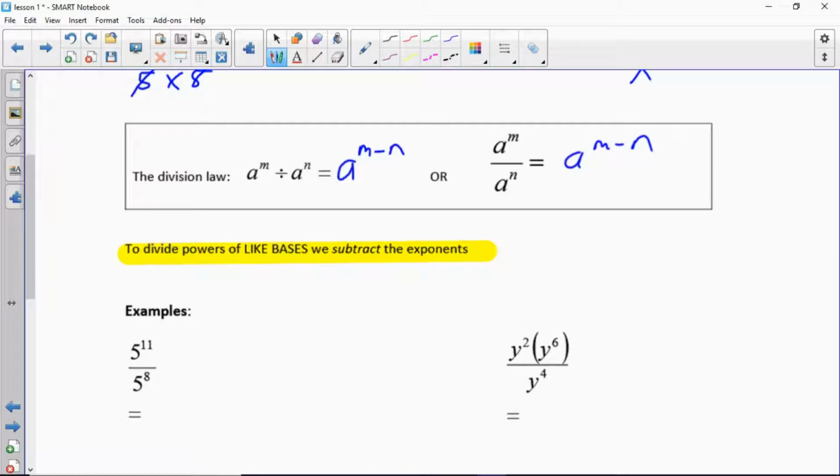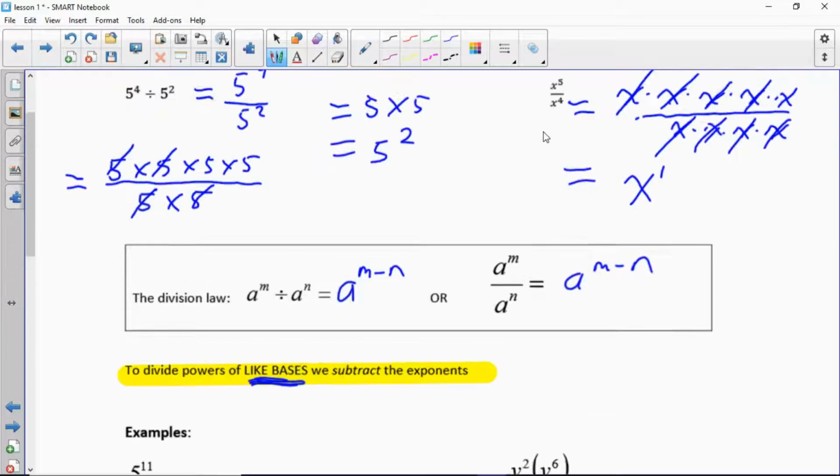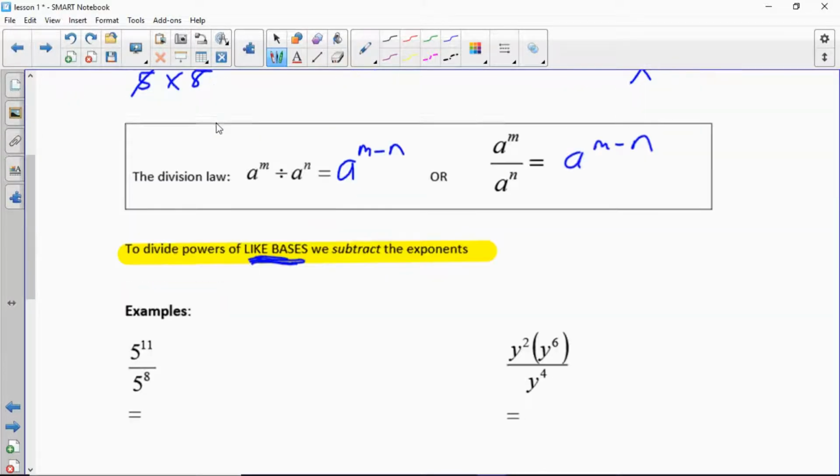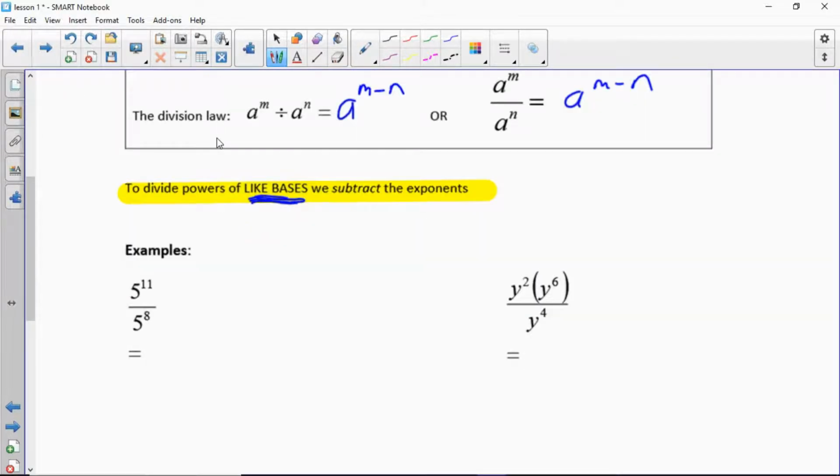Now notice this like bases is very important. The bases must be the same. Otherwise, you can't do that. If I was talking about, for example, dividing 5 to the power of 4 divided by 3 squared, well, now the 5's and the 3's don't divide out, so it doesn't work. So it's only for powers of the same base. For example, 5 to the power of 11 divided by 5 to the power of 8 is 5 to the power of 3.